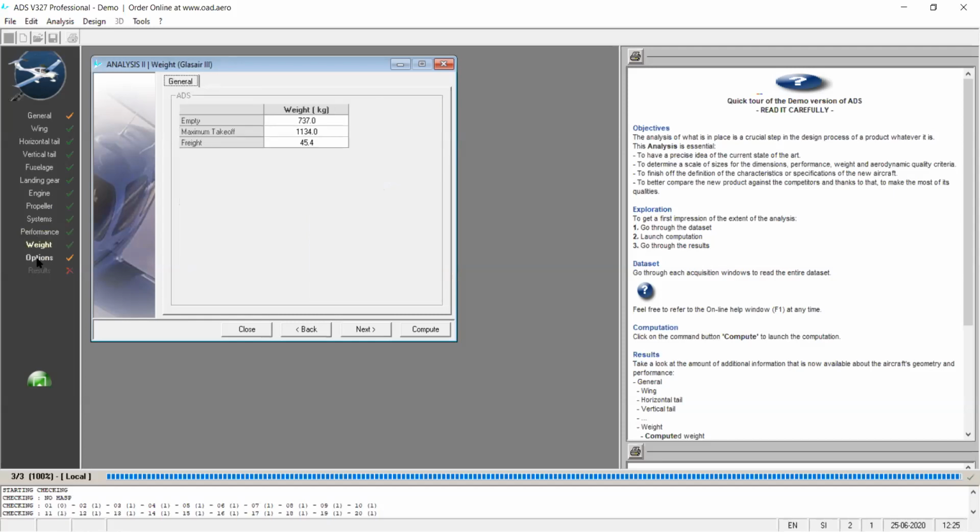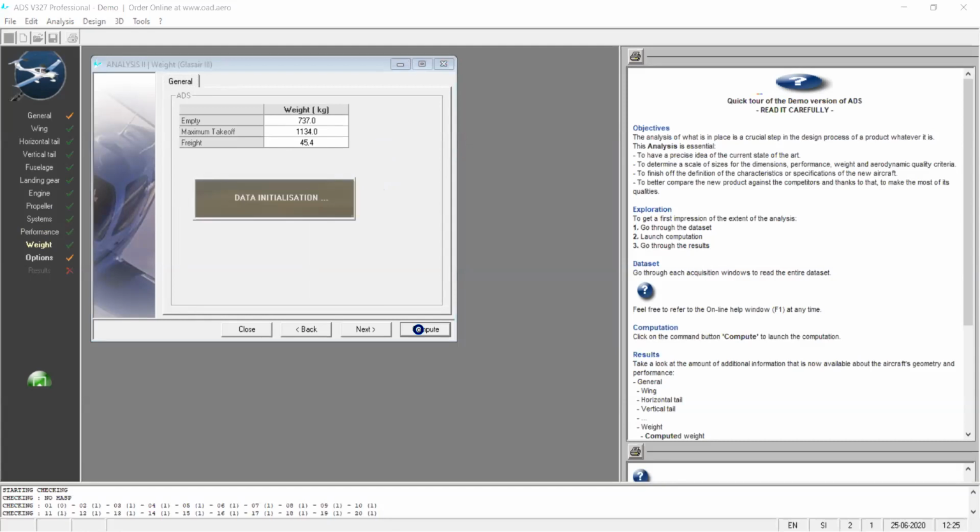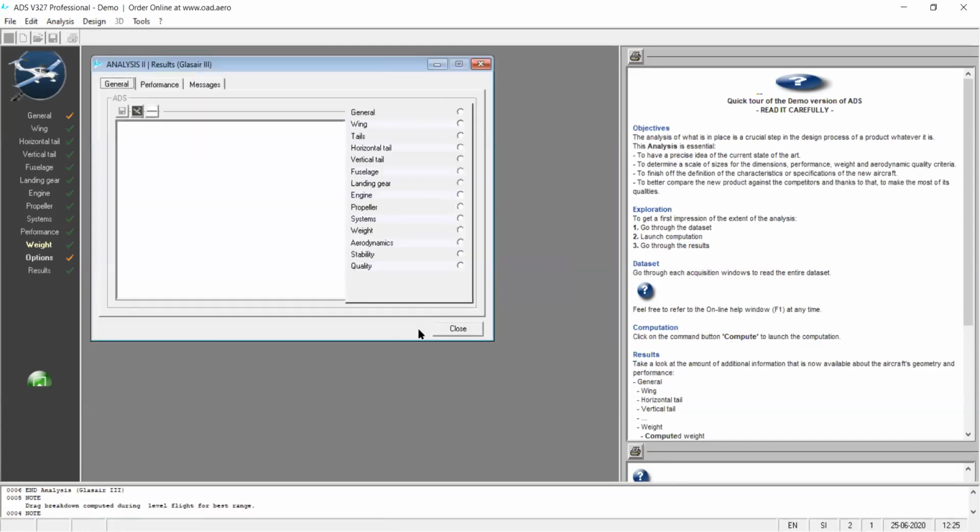And the weight, and we have options. See, total empty weight of an aircraft. We told, right? W naught is equal to W crew plus W payload plus WE. Understood? This is called empty weight, WE. And maximum takeoff will be 1134. And freight weight, whatever the goods or cargo you are carrying, 45.4. So if I compute it, a data installation is going up. If I compute it, we can see in general, I will get all the details.